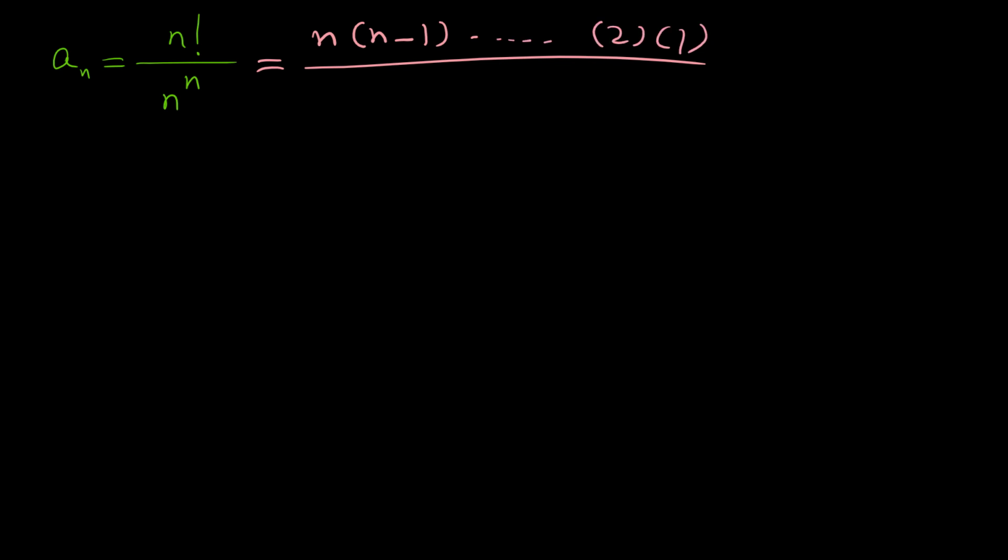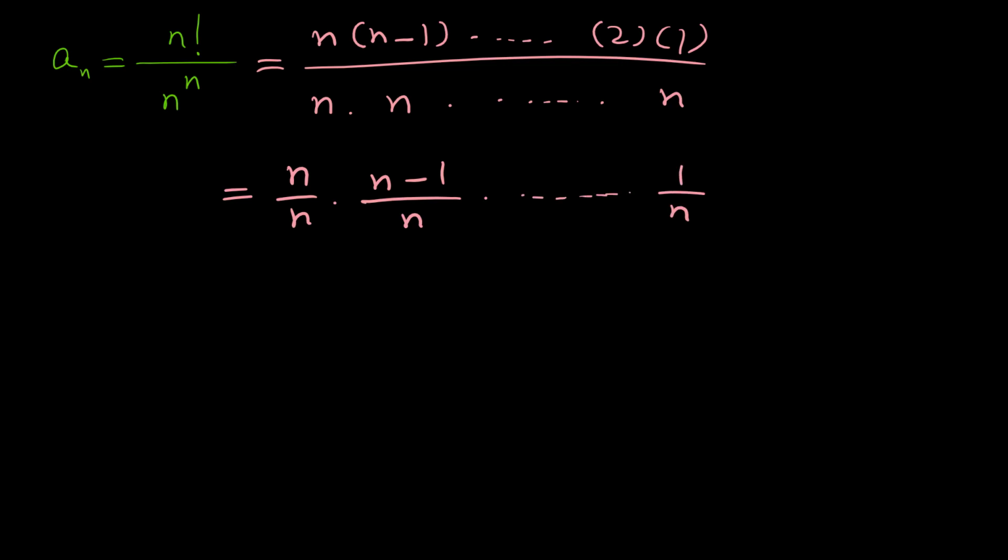Now look at this example. n factorial over n to the n. For finding the limit of this sequence, we use a similar idea to the previous question. n factorial is n times n minus 1 times n minus 2, down to 2 times 1. And n to the n is n times n, and so on. How many n's do we have in the denominator? n of them. If we separate numerator over denominator, we have n over n times n minus 1 over n times n minus 2 over n, and so on, times 1 over n.